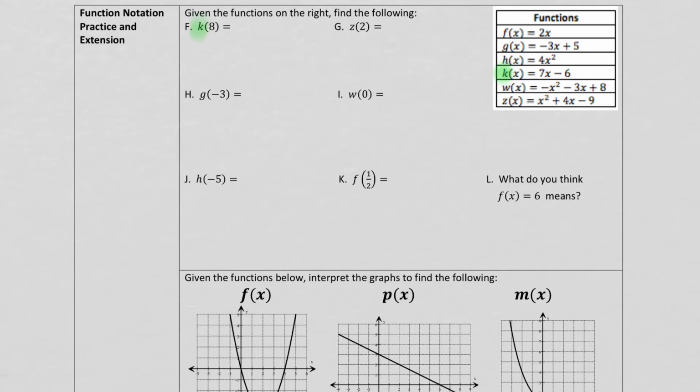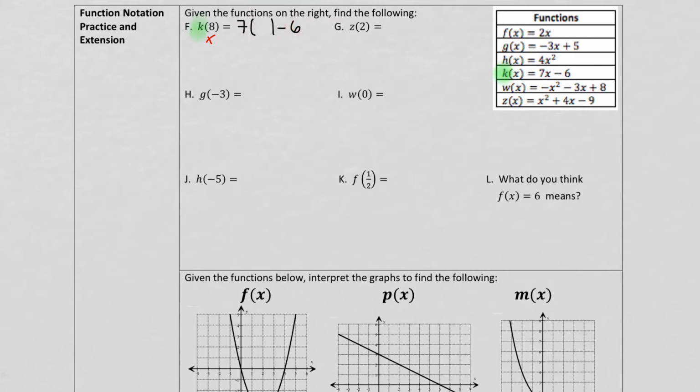Once I identify who I'm working with, I can then input here. So this is going to be my x input into this function k, and I'll work out some output. So in this case, it's 7x minus 6. So I'm going to write that here for you. So k is 7x minus 6. But notice how I'm going to switch out the x from my function, and in its place put a parentheses. So 7 parentheses minus 6, which is what I have here.